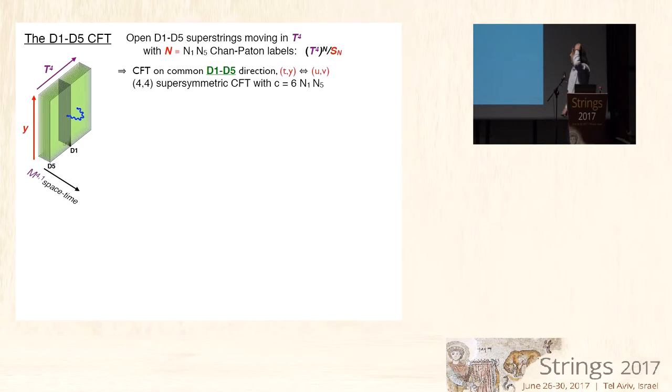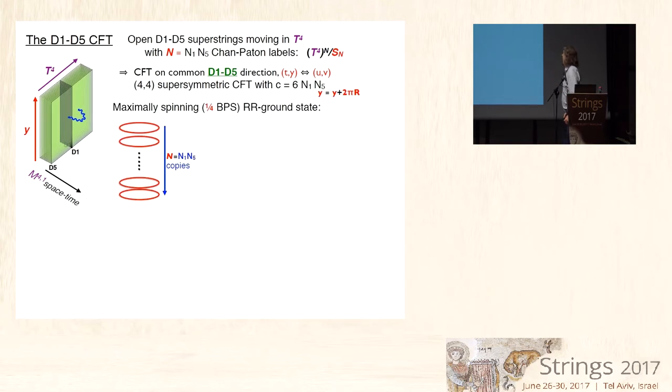Okay, so getting down to the basics and reminding people of something that's essentially 20 years old, what we're thinking of is a D1, D5 system, basically with the D5s wrapping a T4, or you can wrap around K3, it doesn't really matter. The D1s and D5s have a common direction, usually called Y, and there's a transverse space-time. The CFT is given by all the open strings that run between the D1s and D5s, and has a central charge 6 M1 N5. The other important thing is that there's a whole bunch of Ramond ground states, which are the quarter BPS states in this system.